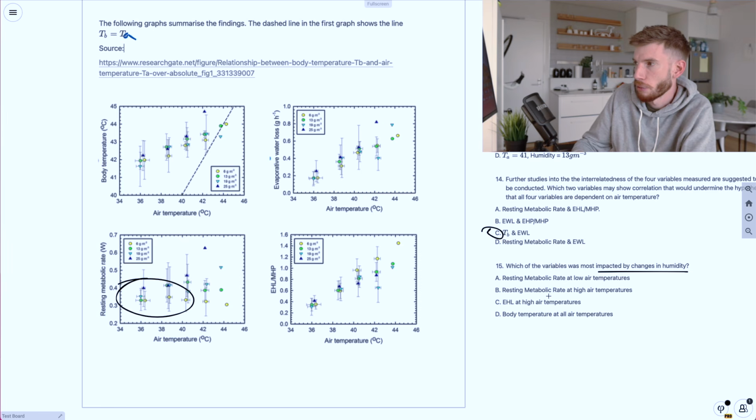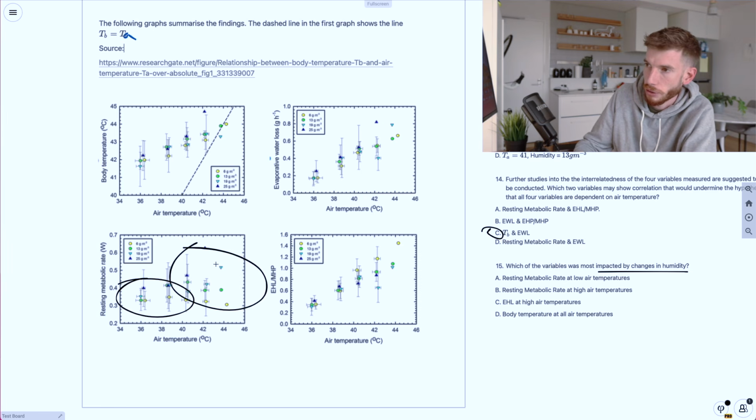The next one then, resting metabolic rate at high temp. So we'll come over here, and again, yellow, green, light blue, dark blue. So yellow, green, light blue, dark blue, that's a lot of change. Yellow, green, light blue, and I don't think we have a data point for dark blue, but again, we've got very consistent increases, right? That one went zigzag back and forth, but might be a bit of an outlier. That one's looking pretty promising.